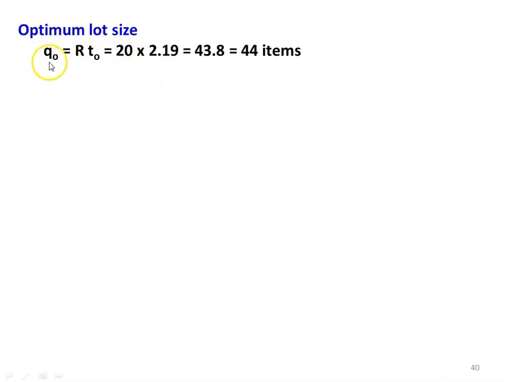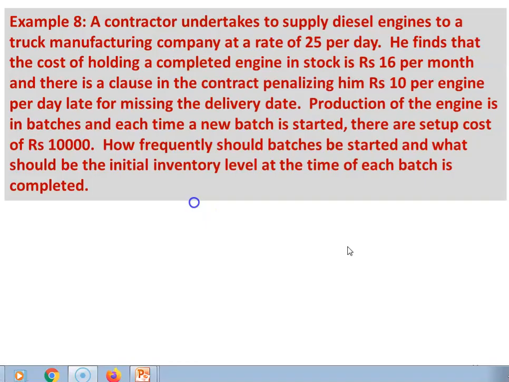And optimum lot size equal to QO equal to R into TO. So, 20 into 2.19 equal to 43.8, which is equal to 44 items. We take example number 8.